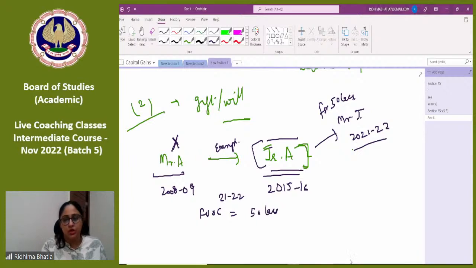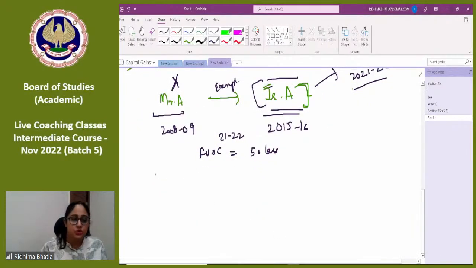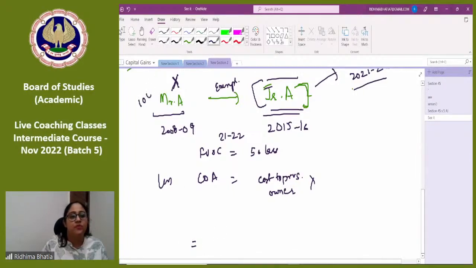Less cost of acquisition. Now here the fun will come. Did Junior A acquire it for some cost? No. So when you receive any property or any asset through exempt transfer, when you as Junior A receive any asset or property through exempt transfer, the cost of acquisition in that case is cost to previous owner. Suppose Mr. A had acquired this property for 10 lakhs. So in my case this would be 10 lakhs.